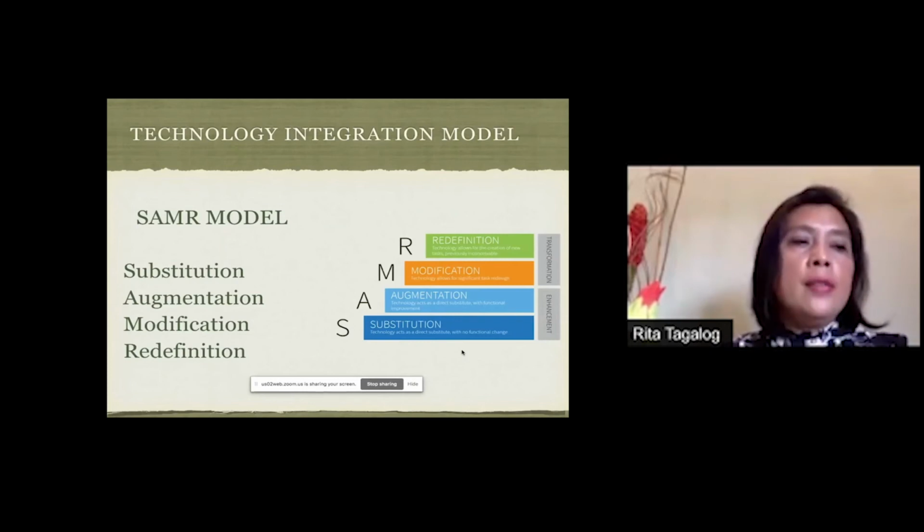Modification, okay, modification is now the first stage of transforming technology into a more deeper learning.